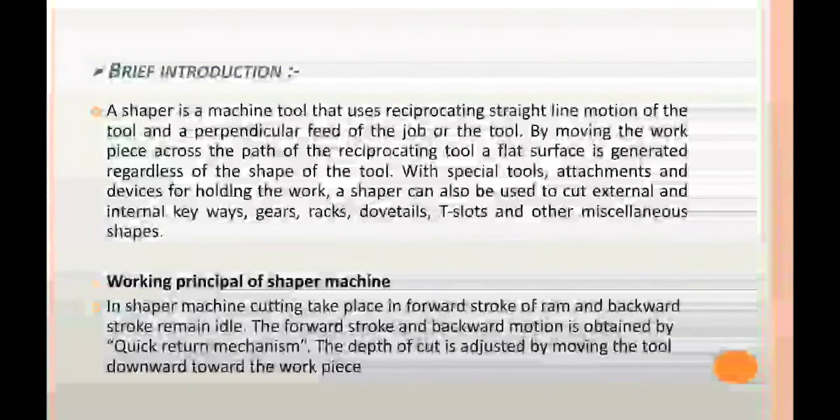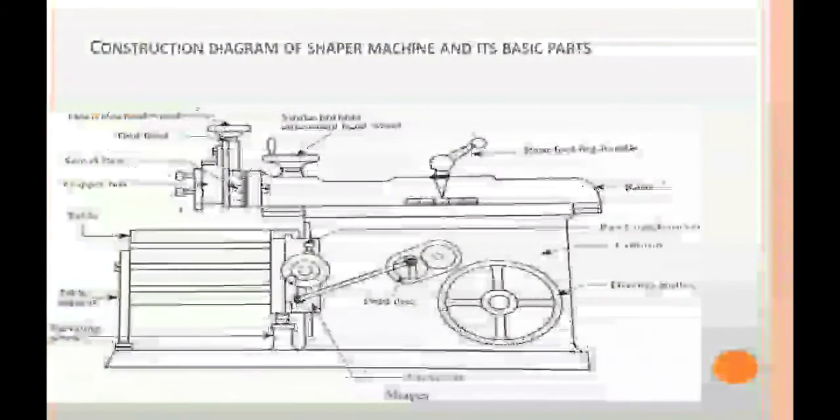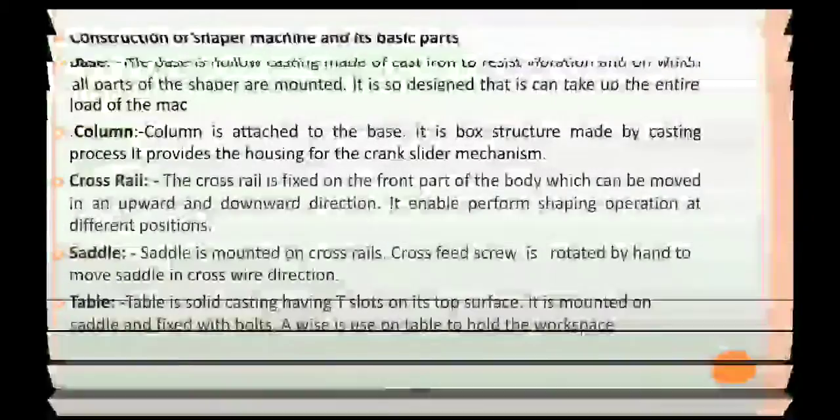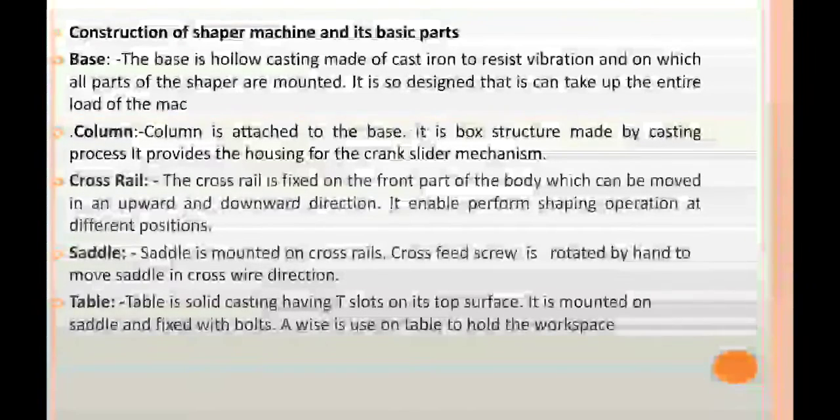Working principle of shaper machine: in shaper machine, cutting takes place in forward stroke of a ram and backward stroke remains idle. The forward stroke and backward motion is obtained by a quick return mechanism. The depth of the cut is adjusted by moving the tool downward toward the workpiece. This is a constructional diagram of shaper machine we have used. Construction of shaper machine and its basic parts.